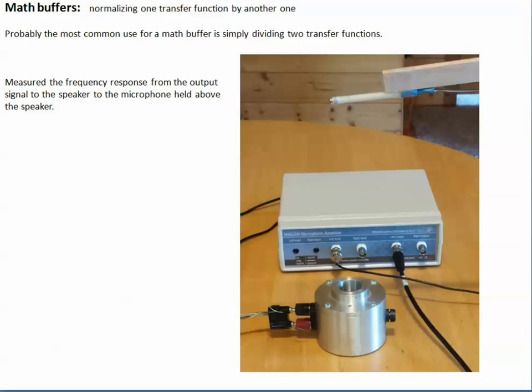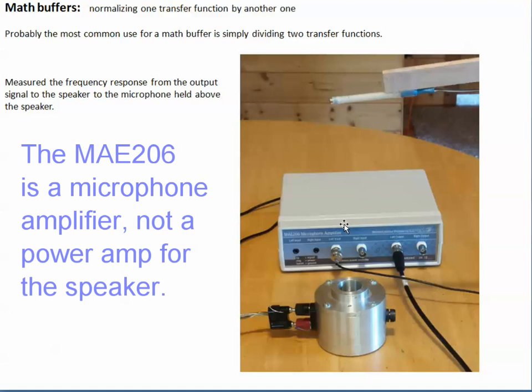One of the more common features of the math buffers is just to normalize one frequency curve by another frequency curve. In this case, we're going to measure the pressure response from a speaker 8 inches above using this electret microphone. This is a May measurement speaker, and that's connected to a May 206 amplifier, which will supply power to the microphone. And we're just going to measure the response at 8 inches away.